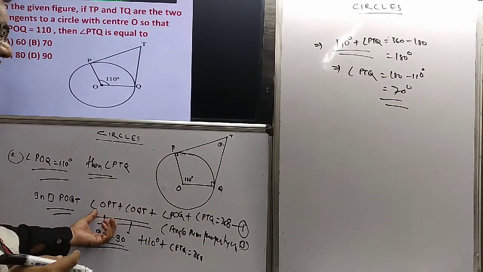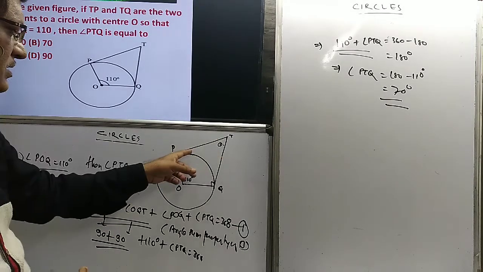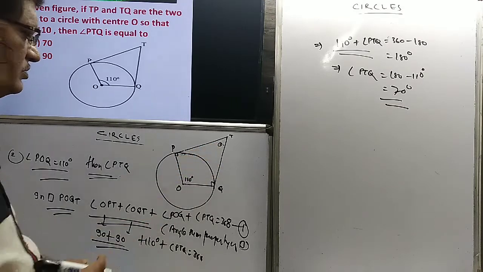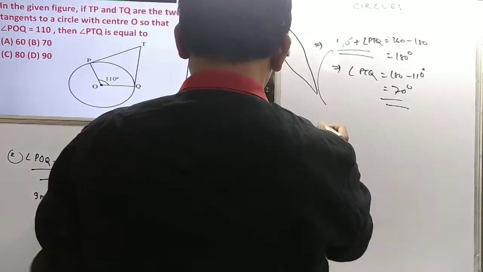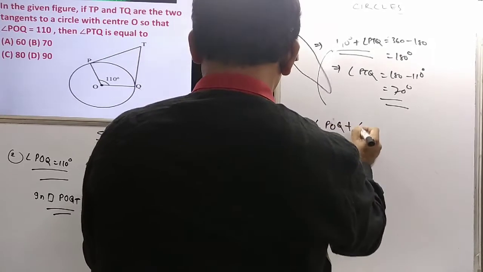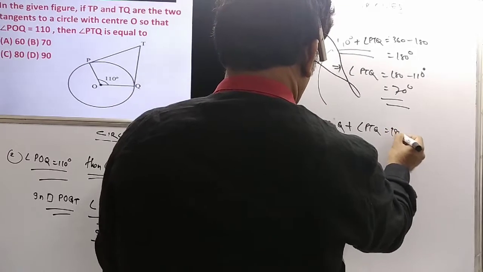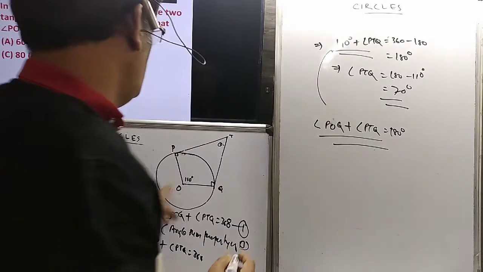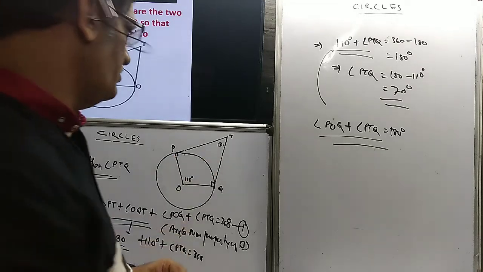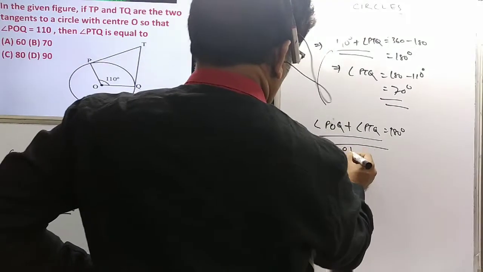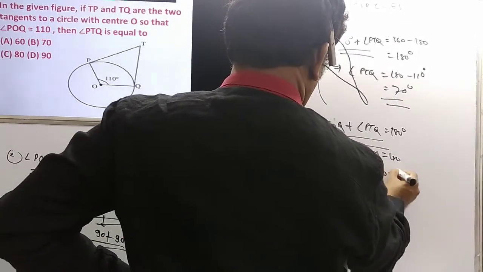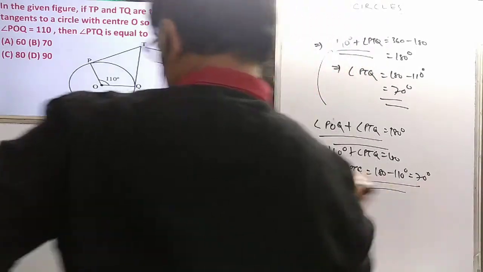Without doing this also, there is one property that the angle made by tangents at the exterior point and the angle made by the points of contact at the center are supplementary to each other. So we can directly do this problem: angle POQ plus angle PTQ equals 180, which is the angle made by tangents at the exterior point and the angle made by the points of contact at the center being supplementary to each other. So 110 degrees plus angle PTQ equals 180, implies angle PTQ equals 180 degrees minus 110 degrees, that is equal to 70 degrees. This is the answer.